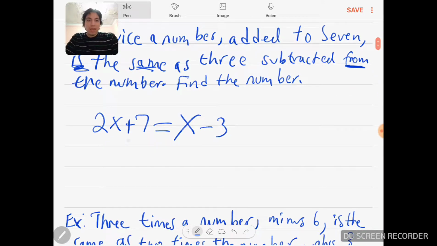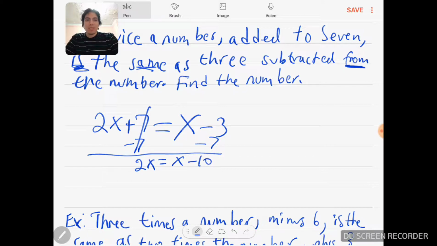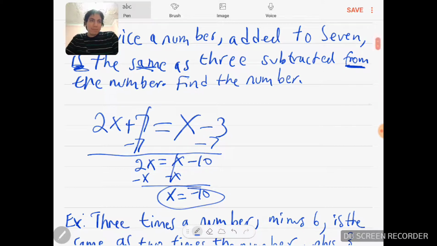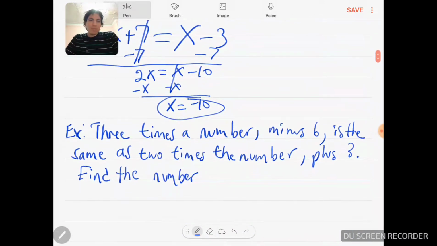So I'm going to subtract 7 on both sides, and I'm left with 2x equals x minus 10, and then I'm going to subtract x on both sides. The x is canceled. So I'm left with x equals negative 10 as my final answer. Okay? Let's go down to the next problem.